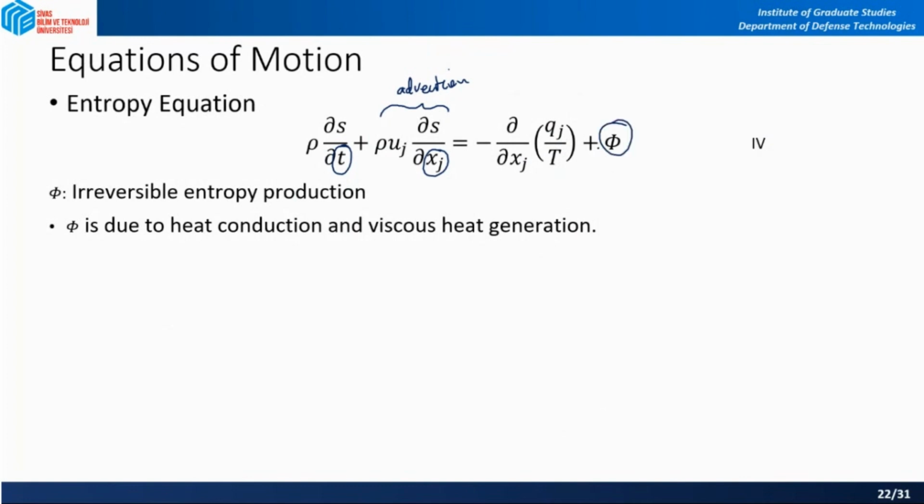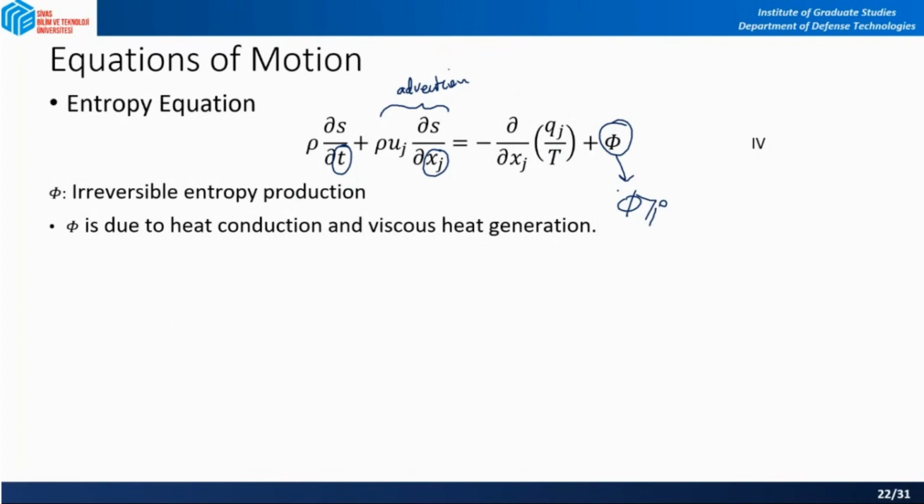This is the irreversible entropy production. So this phi is always greater than or equal to zero because of the second law of thermodynamics. And this is due to heat conduction and viscous heat generation, heat generation due to friction, of course. When there is turbulence, we want to relate this relation to turbulence. So this is how we justify this.